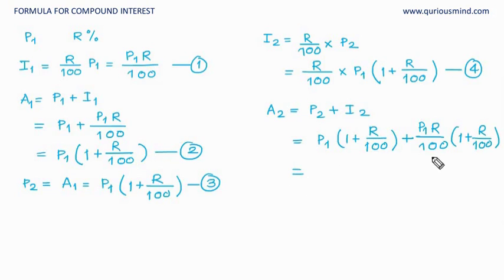Now, if we look at these two terms, P1 into 1 plus R upon 100 is common, because here is P1 into 1 plus R upon 100, and here is P1 multiplied by the same. So we'll take the common term out. What remains? From the first term we get only 1 because we have taken the entire thing out, plus from the second term we have taken P1 and this out, so what remains is R upon 100.